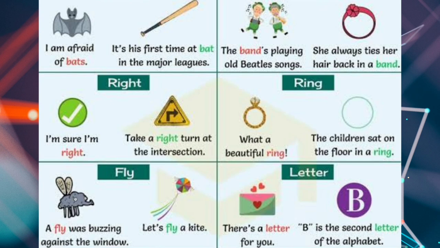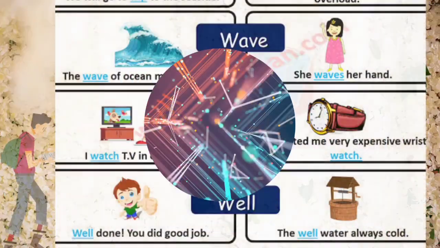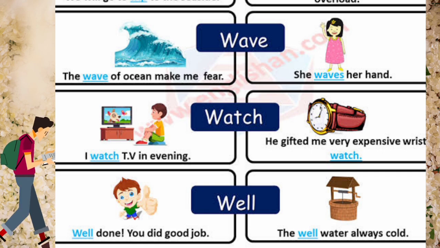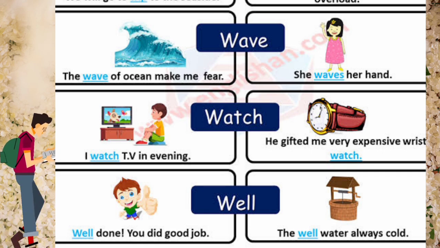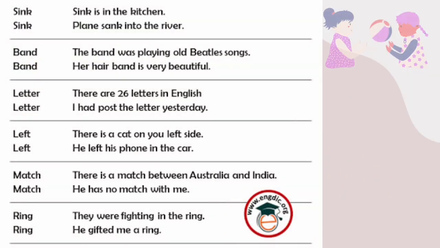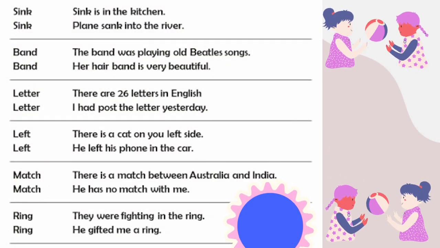A fly was buzzing against the window. Let's fly a kite. What a beautiful ring. The children sat down in a ring. You can all see that fly, ring, and right, though spelled the same, have different meanings. We also have wave, watch, and well. The wave of the ocean makes me fear. She waves her hand. I watch TV in the evening. He gifted me a beautiful watch. Well done, you did a good job. The well water is always cold.